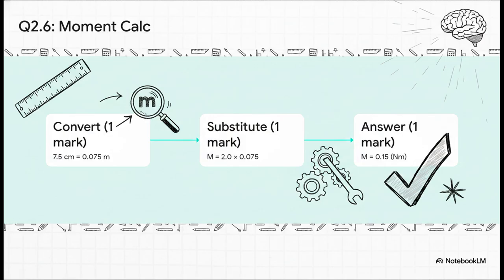Another calculation, but this one has a sneaky little trap that catches so many people out. Look closely at the distance. It's in centimeters, but for the moment equation, you need it in meters, and the examiner knows this is a common slip-up, so they actually give you 1 full mark just for converting 7.5 centimeters into 0.075 meters. It's probably the easiest mark in the whole question, but you've got to be looking for it.